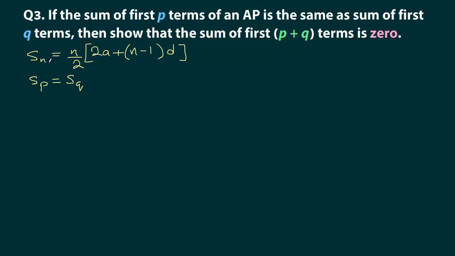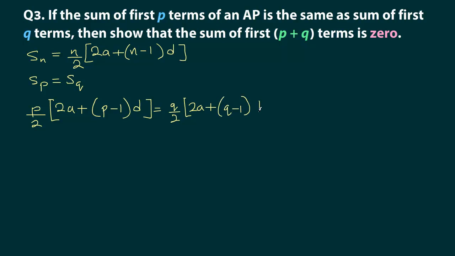So let's first find the sum of first p terms. We simply replace n by p. So we'll have p by 2 times 2a plus, now n is p, so it will be p minus 1 times the common difference. This is equal to q by 2, which is the sum of q terms, times 2a plus q minus 1 times d. So these two are equal, and the 2 and 2 will cancel out.